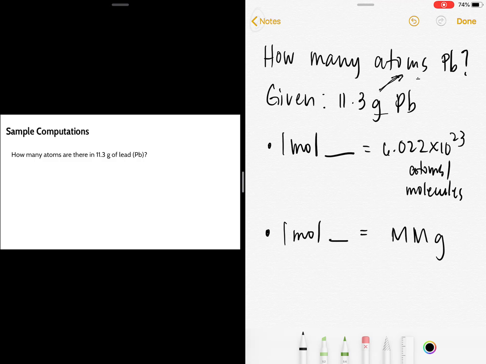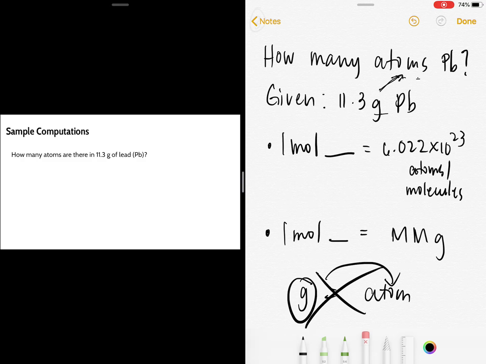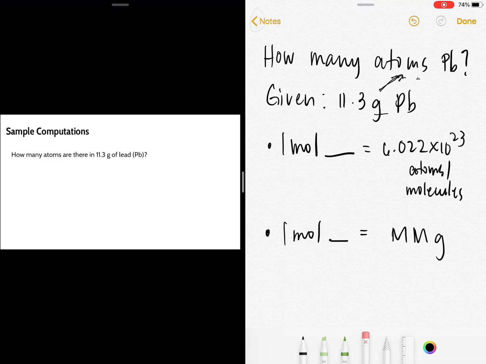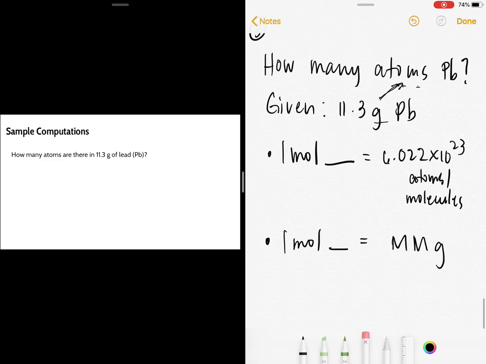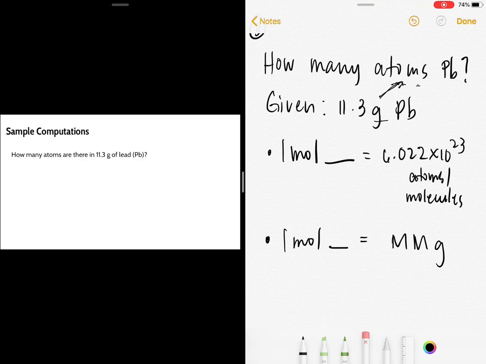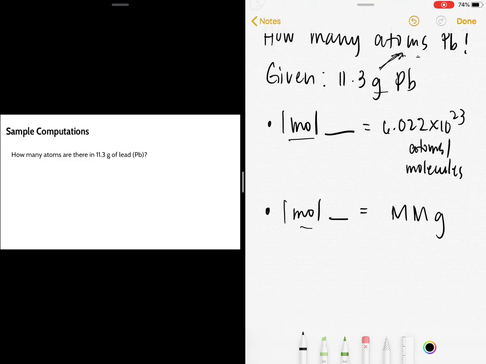Now, class, tingnan ninyo. From grams, papuntang atoms, meron ka bang conversion factor dyan na gram is equal to atom? Wala. So, paano gagawin natin yan? Walang diretsyo. Tingnan mo, between these two conversion factors na meron tayo, meron silang unit na pareha silang dalawa. Yung unang conversion factor, may unit siya na mole. Yung pangalawang conversion factor, may unit din siya na mole. Tama po ba? Pareha silang may mole. So, padaanin mo silang dalawa sa mole.